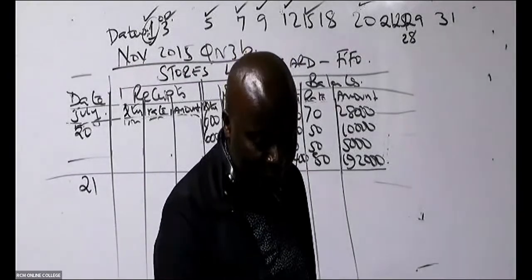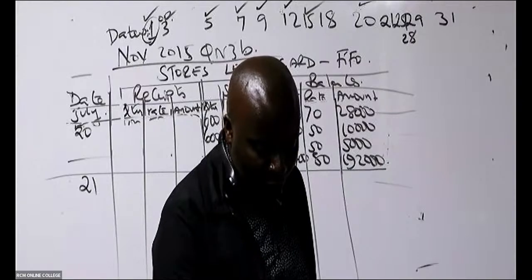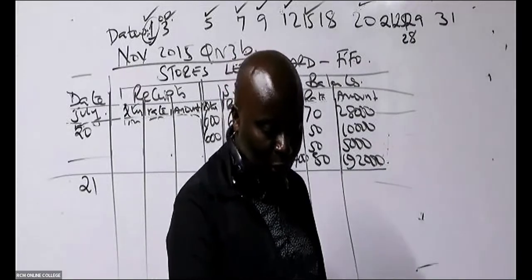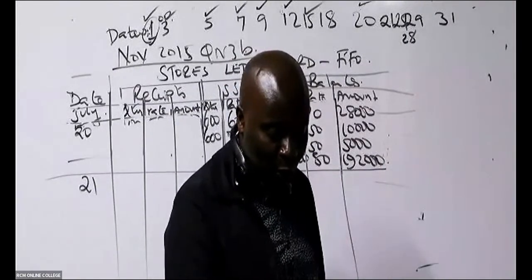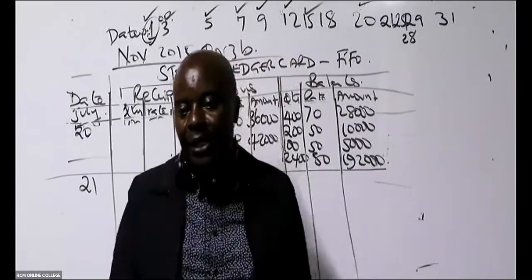You look at the table and the notes. 21st is not in the table, so 21st must be on note number 4. Note number 4: on 21st July 2025, there were materials that were wasted, damaged.